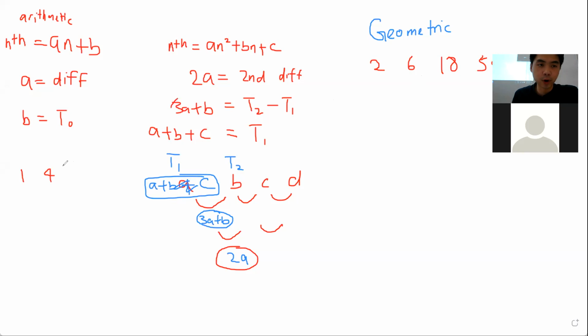Okay, so let's say you have 1, 4, then 7, then 10, right? And this is your term 1, term 2. Term 0 is going to be 1 minus 3, which is -2. So in this case, the sequence is going to be 3n minus 2.